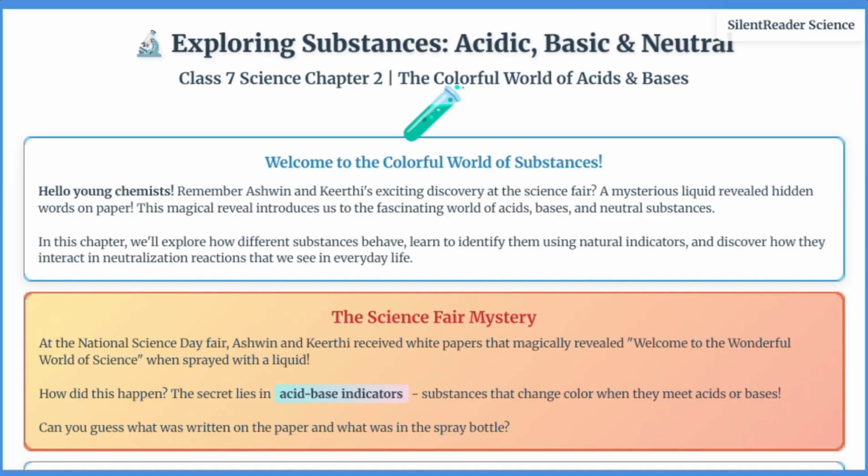We'll learn how to identify acidic, basic, and neutral substances using natural indicators like litmus paper, explore color changes with rose petals and turmeric, and discover neutralization reactions that solve real-life problems from ant bites to soil treatment. Get ready for a colorful journey through the science of substances.